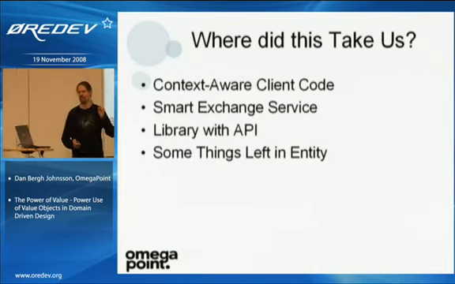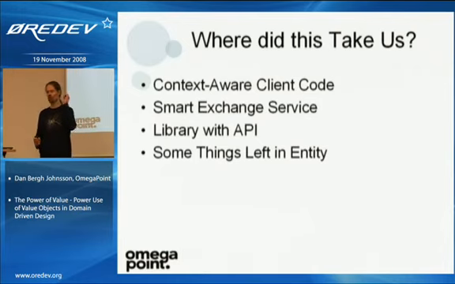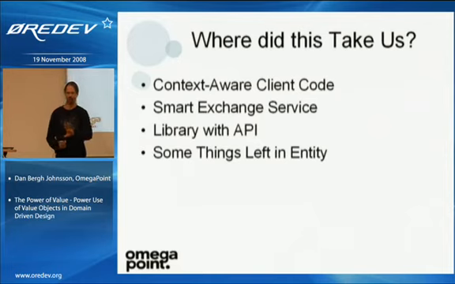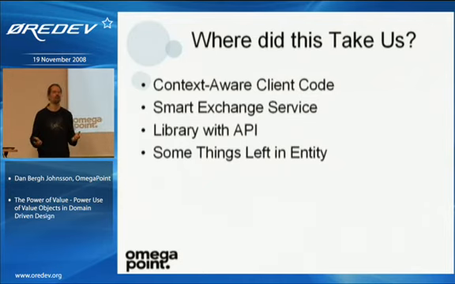So let's see where this has taken us. Now we've got a context-aware client code. We've got some smart exchange service that returns intelligent machines. We've got a library of value objects with an API on. And we have some things left in the entity.